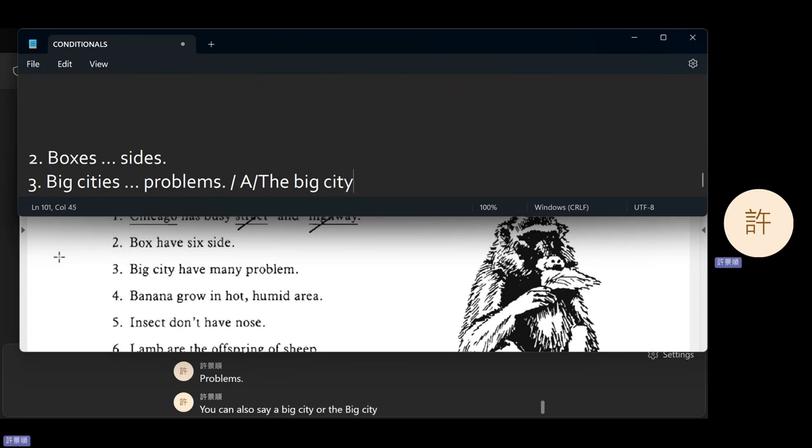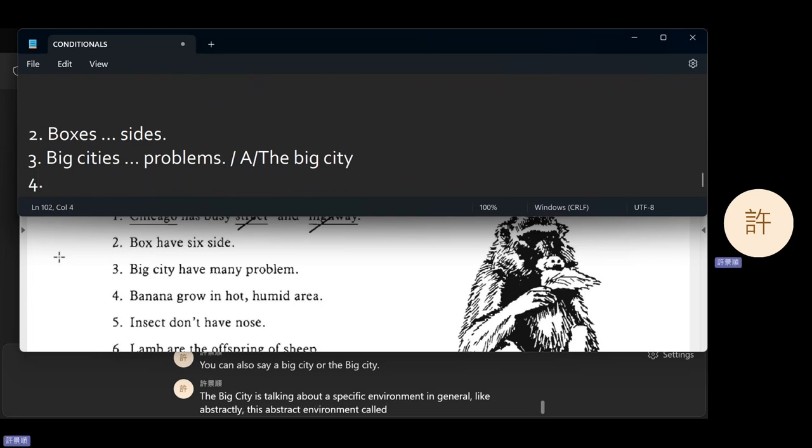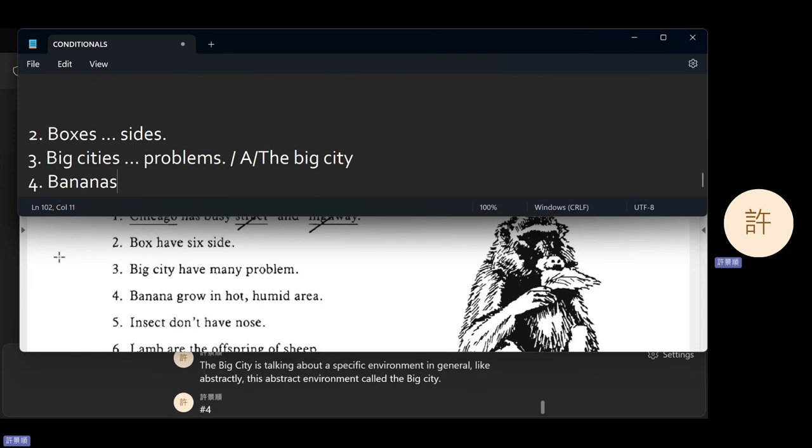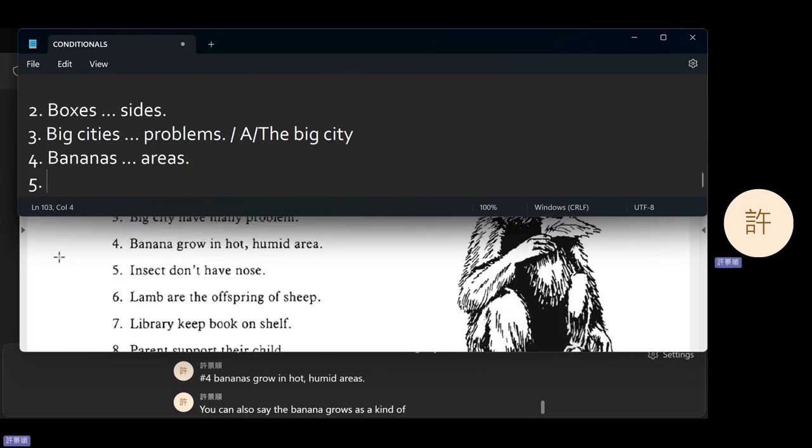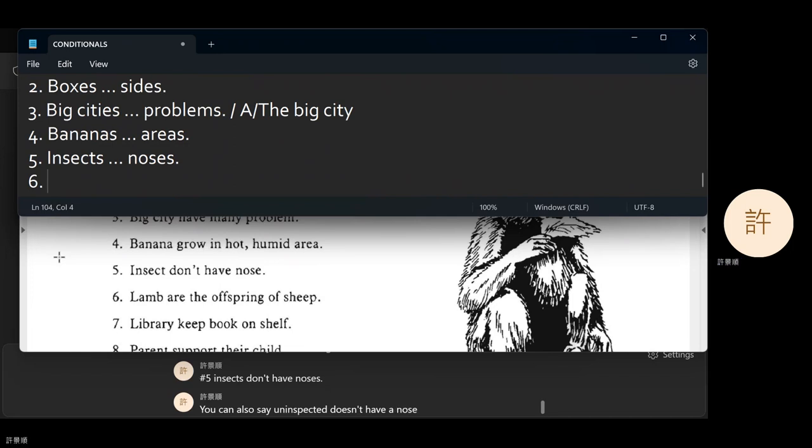The big city is talking about a specific environment in general, like abstractly, this abstract environment called the big city. Number four, bananas grow in hot, humid areas. You can also say the banana grows as a kind of fruit. Number five, insects don't have noses. You can also say an insect doesn't have a nose. Also works.